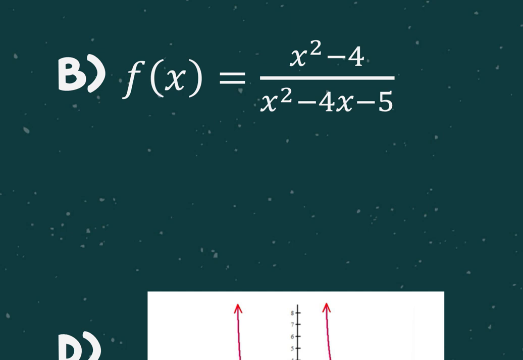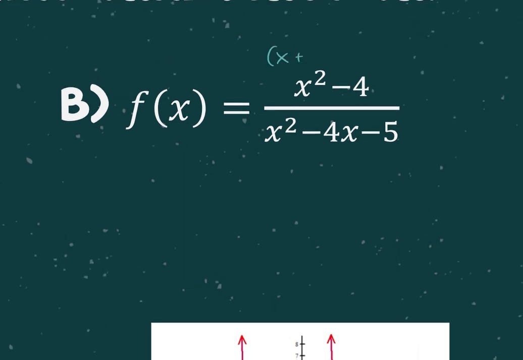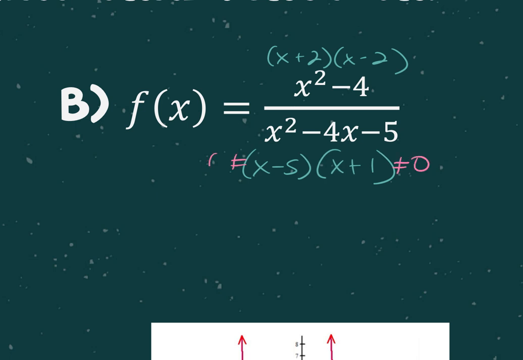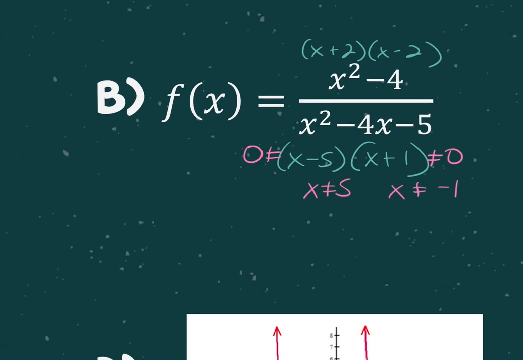So you can factor at the beginning, like I can factor top and bottom if I want that to be the first step, because I'm going to have to eventually do that anyways. So factors of -5 that sum to -4 would be -5 and +1. But before I cancel anything out, if it can cancel, I'm going to do my domain. So I set the denominator not equal to 0, and I get x cannot equal 5, and x cannot equal -1. So my domain goes from -infinity to -1, -1 to 5, and 5 to +infinity.